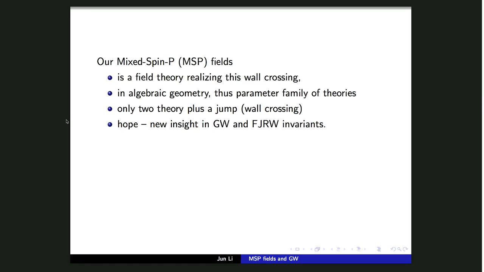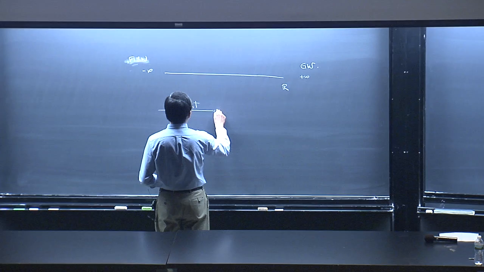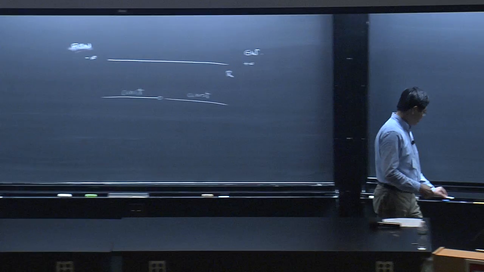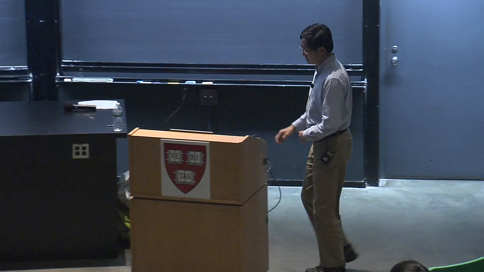In symplectic geometry, you have a family of theories. But in algebraic geometry, when we do the wall crossing, this is a constant family, and then there's a transition, and that's another constant. So that's basically a single transition from FJRW to Gromov-Witten invariants.